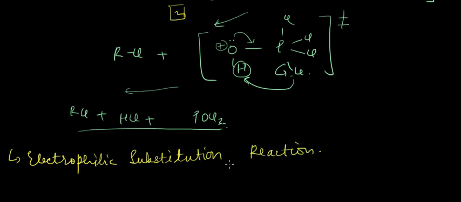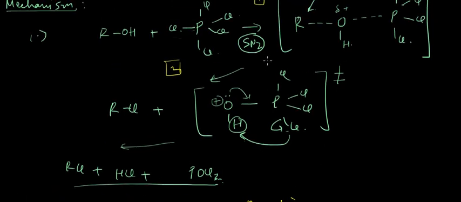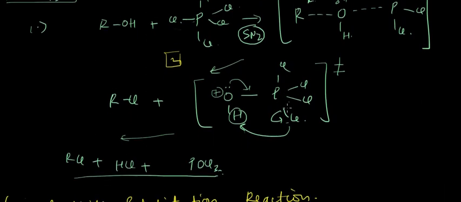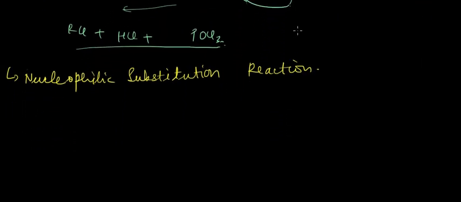Oh my bad, nucleophilic substitution reaction. Nucleophilic substitution reaction, as you can see that Cl minus actually attacks the R plus carbocation from the first step. Okay, we'll see some more examples of the same.